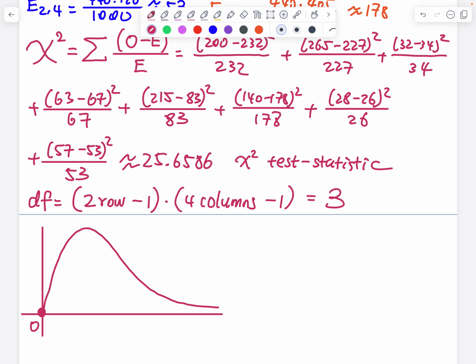25 is very far away from 0, so it is like right here. This is 25.6586. And then chi-square is always right-sided, so that means we are shading this region. The p-value is referring to how big this region is.